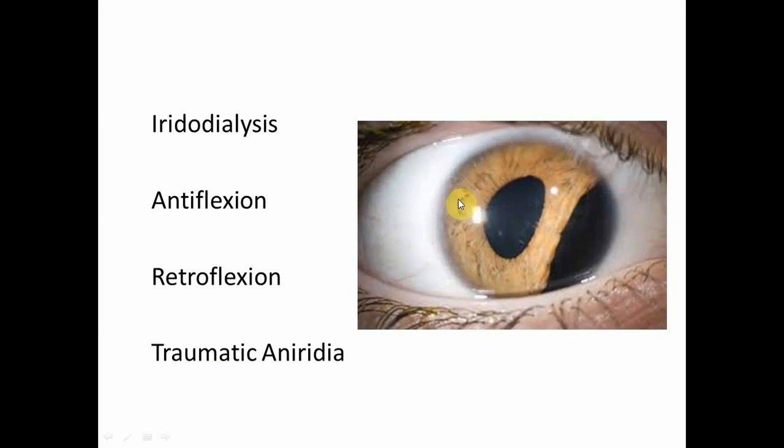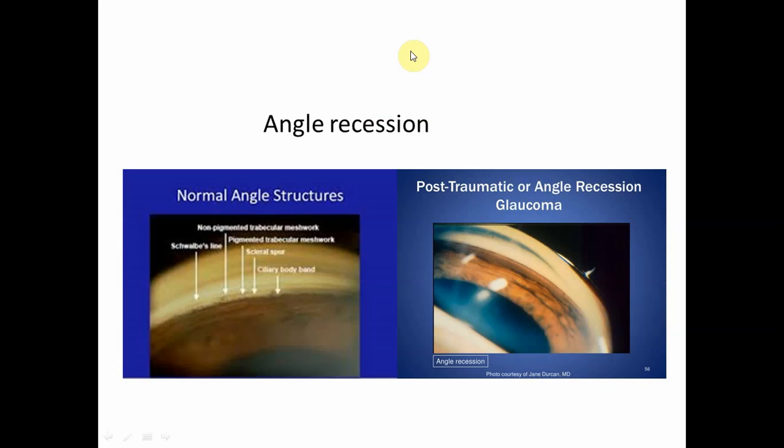There can also be situations where the entire iris can be detached, and you will see a situation called traumatic aniridia where there is no iris anywhere. So these are all common manifestations of the iris and ciliary body.